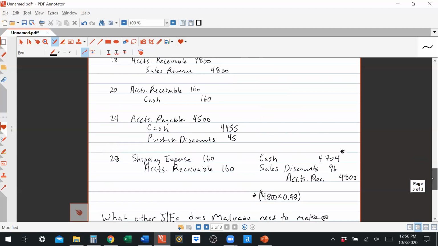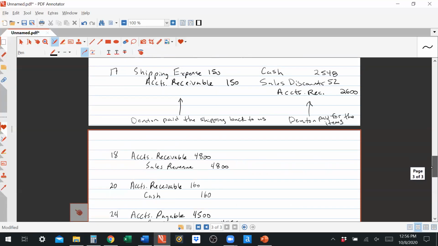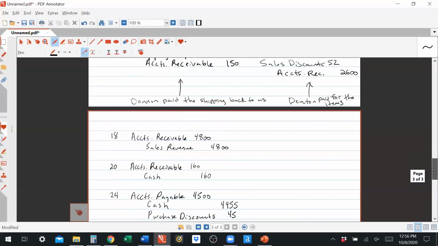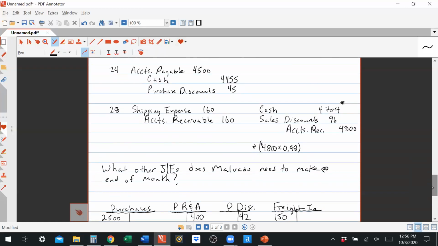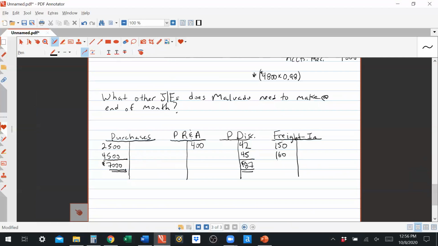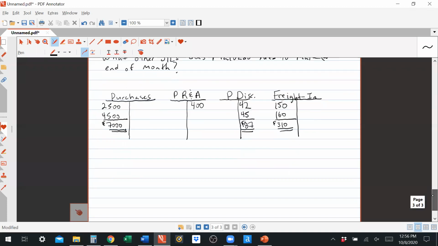And then freight in we debited twice. Once for the shipping cost we paid for Denton, which was $150, I remember. And the other one was the shipping cost we paid for, who was our other one? Oh, Weber for $160. So freight in is sitting there with a, what is that, $310 balance. Now keep in mind, these 4 accounts are all temporary accounts. Their balance has to be zero at the end of the period, and these accounts don't appear on the financial statements. So we're going to close out these accounts.